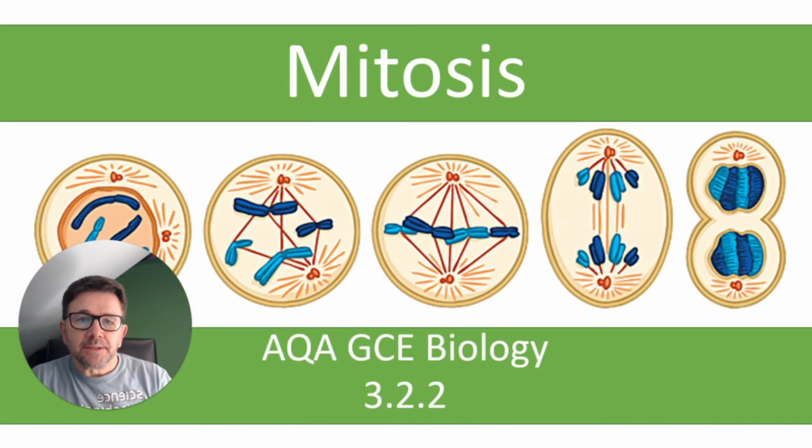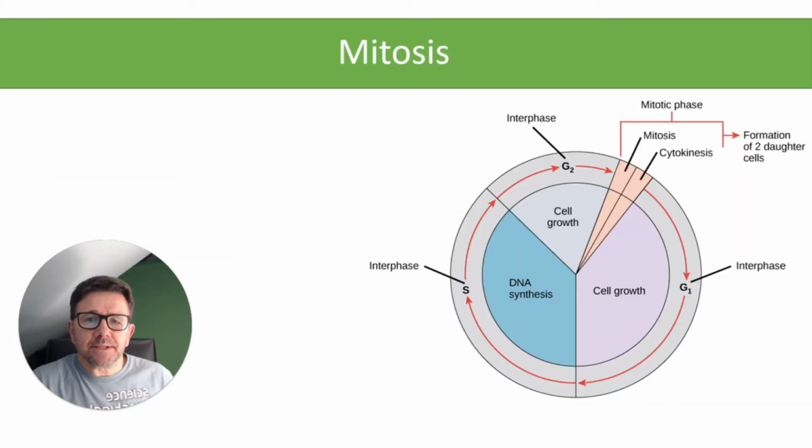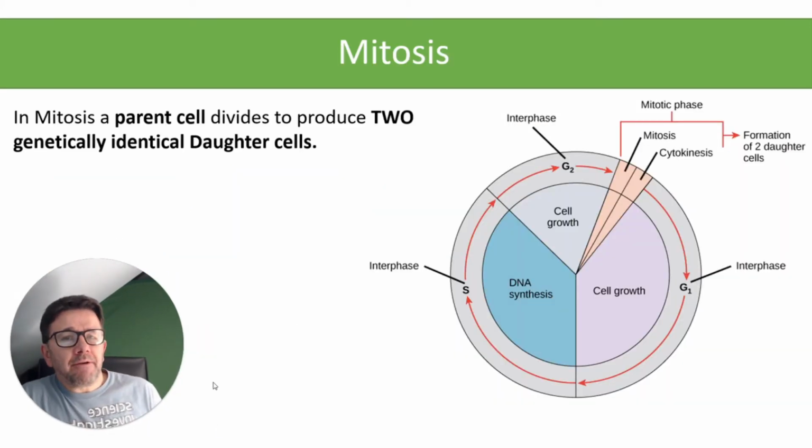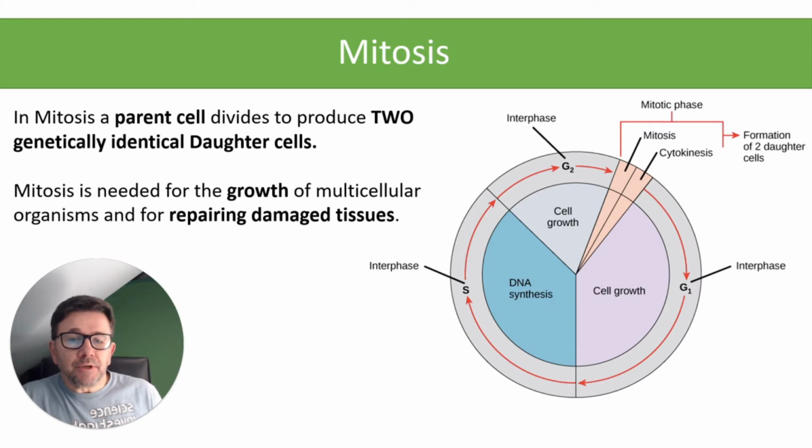So let's get started. This video is going to look at the different stages of mitosis, and we're going to talk about the cell cycle. But first of all, what is mitosis? Mitosis is where a parent cell divides to produce two genetically identical daughter cells. It's needed for growth of multicellular organisms like you and I, and for repairing damaged tissue.